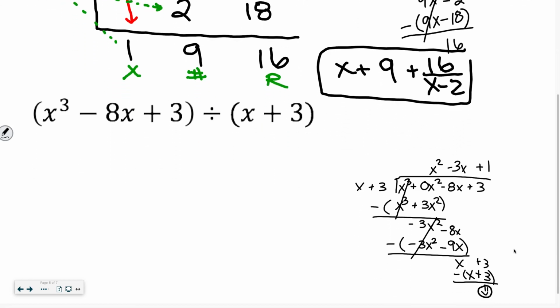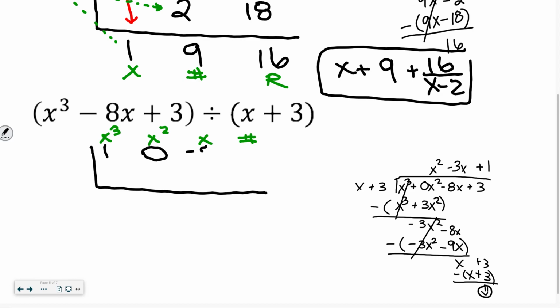Okay, so now we're going to set up our synthetic box. What's our highest exponent? x cubed. So what else do I need? x squared, x, and a number. Never can you ever leave anybody out. So when we drop in the coefficients, we're going to have 1, 0, -8, 3. You have to have a placeholder for the 0. That's a step in division.